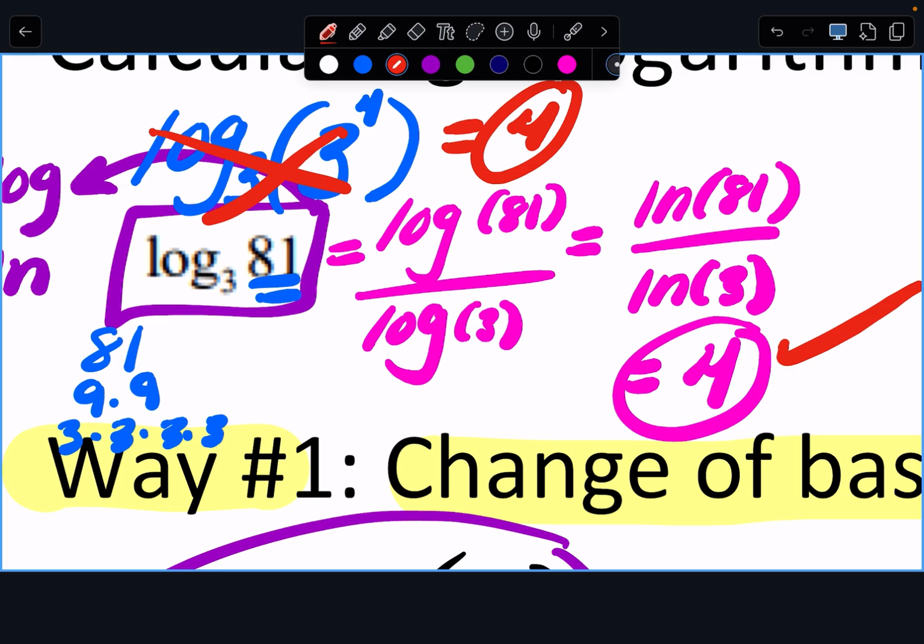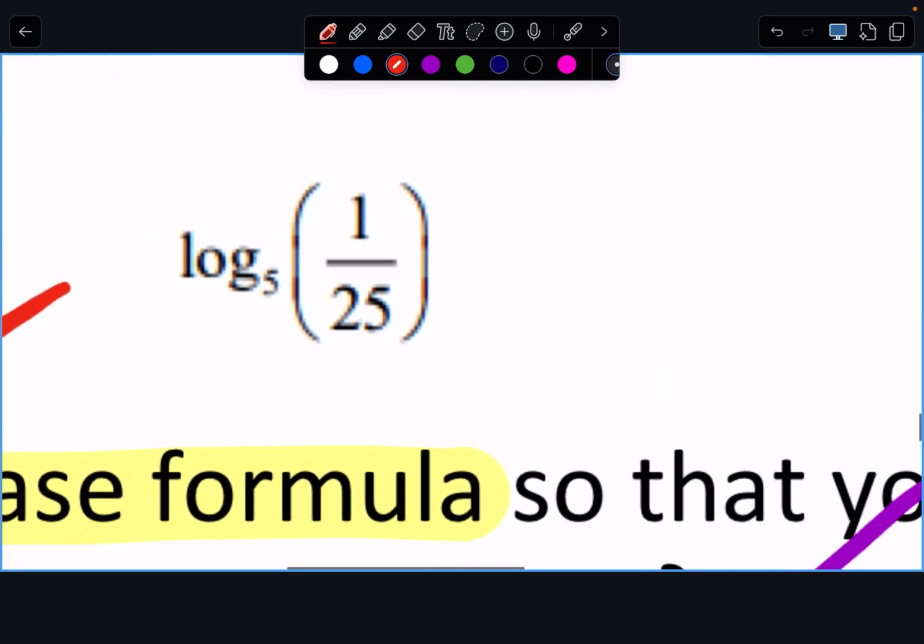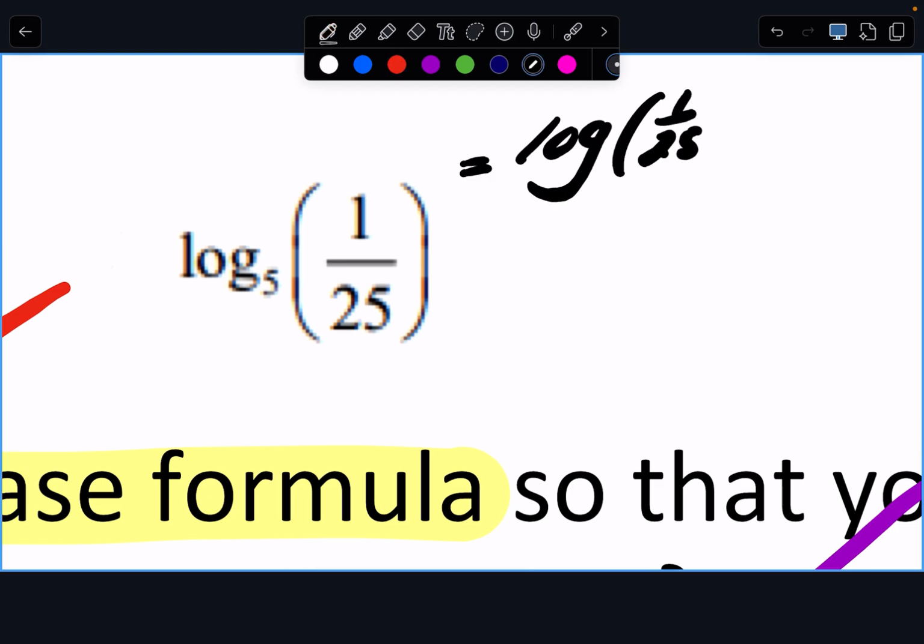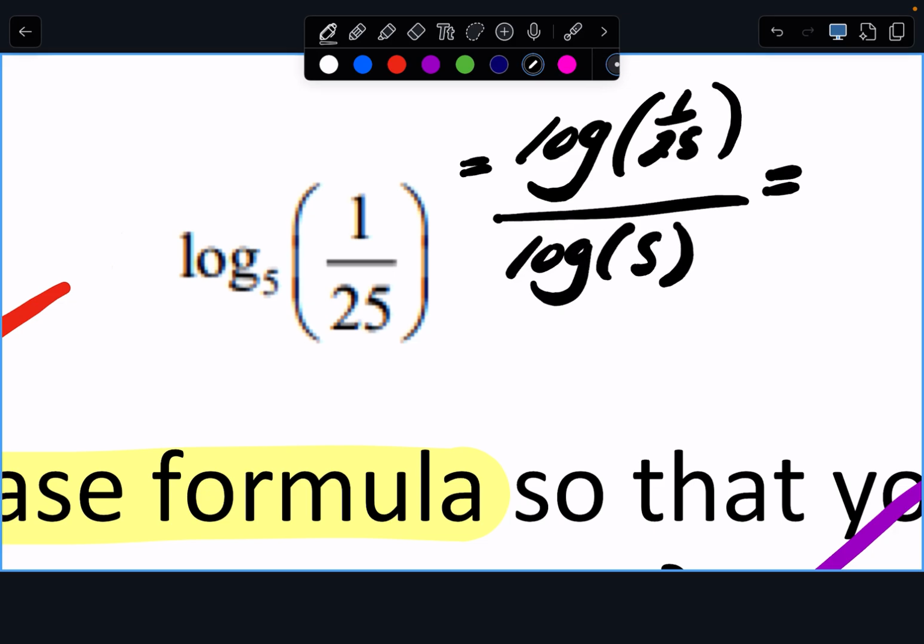It's like, what do you want to do? Use your calculator or not use your calculator? Calculator. Okay. I'm using the calculator. So what about this one? You would say, I'm going to use my calculator. So what would you write it as? Log of 1/25 divided by log 5. Then you'd put it in your calculator and it'd give you -2.